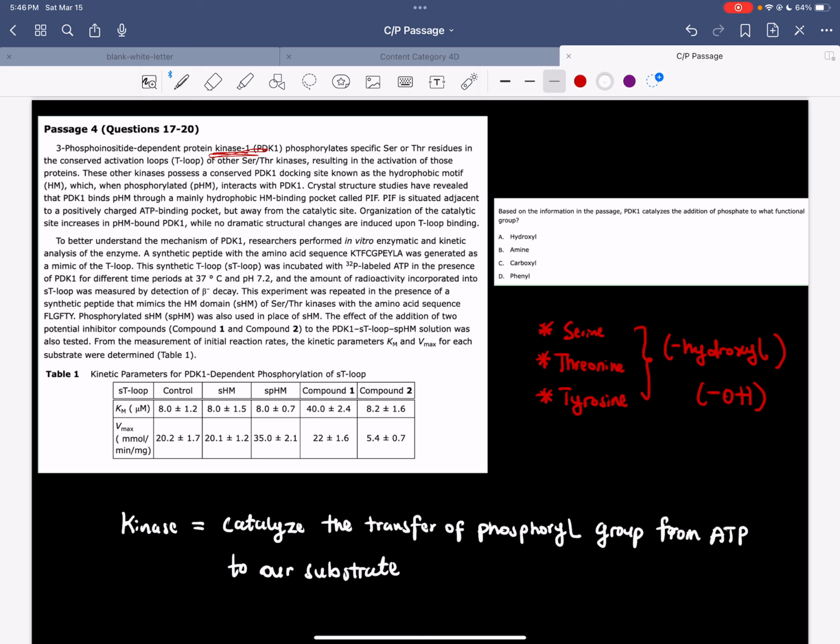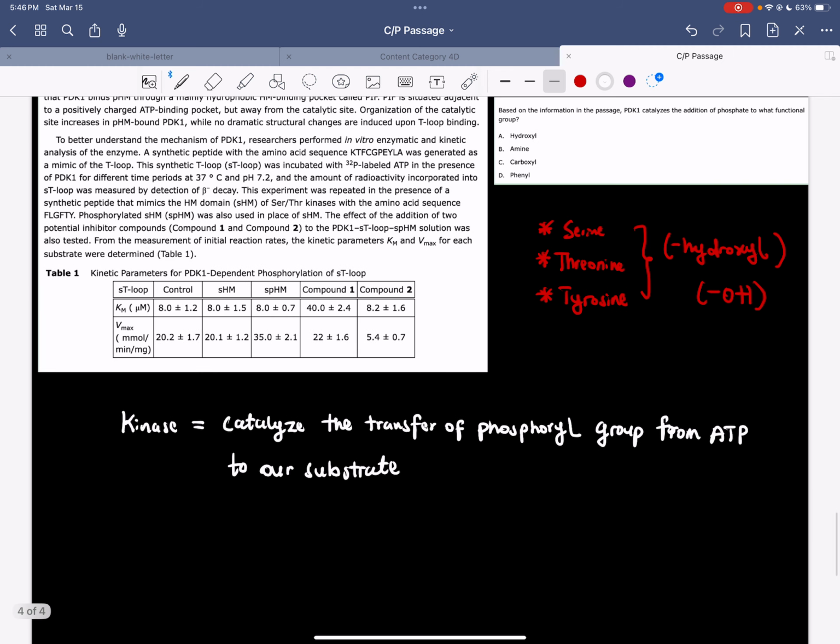So let's read the passage. The first line where they mention PDK1, what did they tell us? They said PDK1 phosphorylates specific serine or threonine residues in the conserved activation loop, blah, blah, blah. So they've already told us that it phosphorylates specific serine or threonine residues. If you have a strong command of amino acids, you should now ask yourself, what is specific about serine and threonine that PDK1 will phosphorylate them? And there's only one thing common between them, and that is the OH group. So that is why PDK1 will phosphorylate the hydroxyl group.